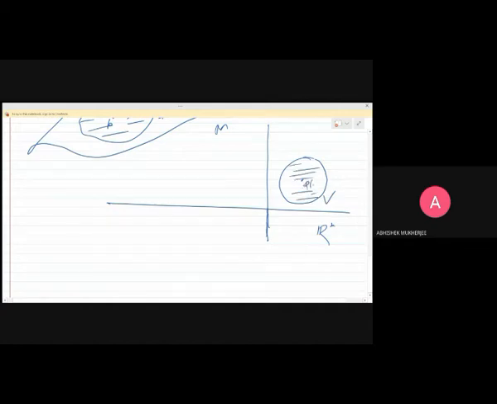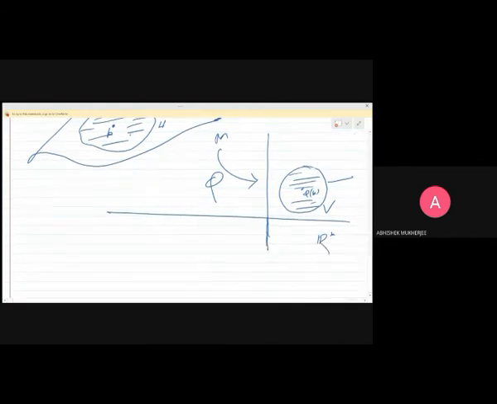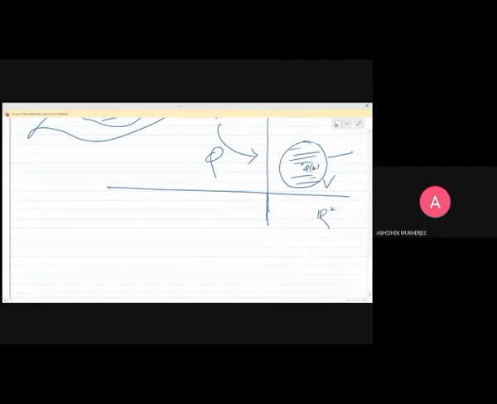and this is your phi P. So you can construct a map phi from U to V. Okay. So you are transferring this V to U. Right? So that is why it is called locally Euclidean.